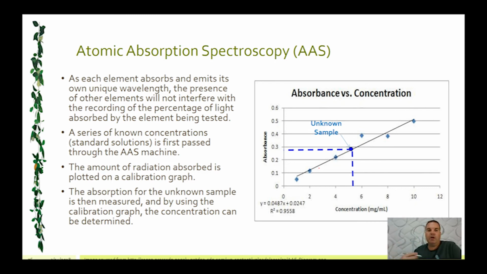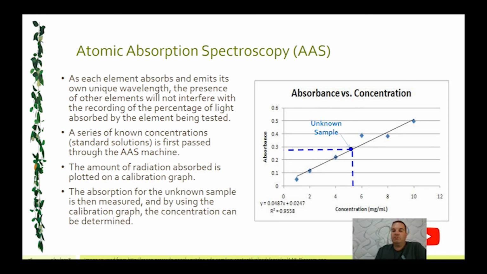So what that means is that if we're trying to determine if there's copper present, we will use something called a copper hollow cathode lamp. That's a mouthful, sorry. Because that copper that we're using is emitting light that only copper will absorb, if we've got zinc or magnesium or any other metals in there, they won't interfere. So what we do is we create a calibration graph from some standard solutions, and we then work out what our absorption is and determine therefore what our overall concentration will be.